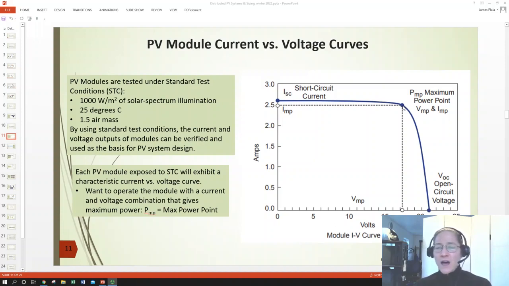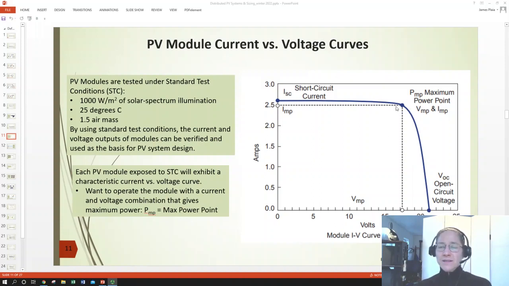If you went to a little bit higher voltages, you would roll down this curve and you'd still produce power, but less. You'd have a longer and lower rectangle, and likewise if you went to a little bit higher current, less voltage, you'd have a skinnier rectangle. You'd also have less area and less power.